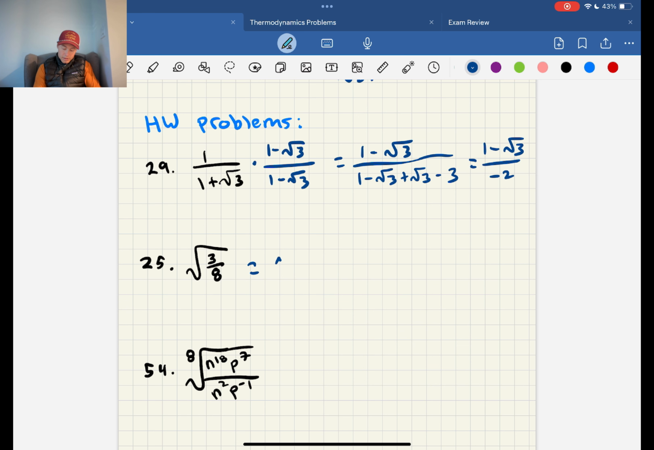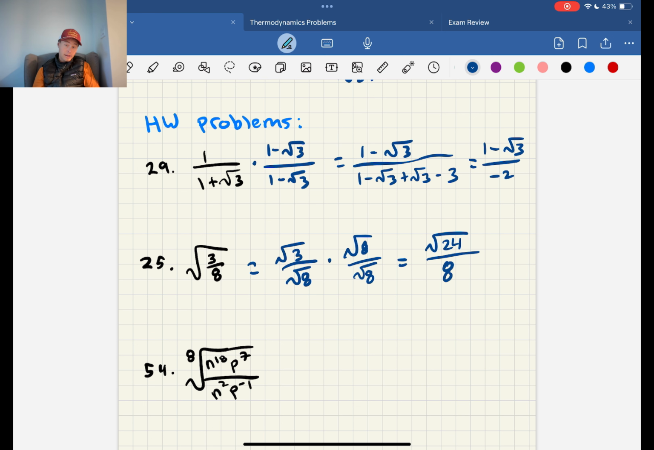That can be turned into the square root of 3 over the square root of 8. Now, once again, we have a radical in the denominator, which you want to simplify by rationalizing. In this case, all you have to do is multiply by the square root of 8 over the square root of 8, which gives you the square root of 24 in the numerator over 8 in the denominator.